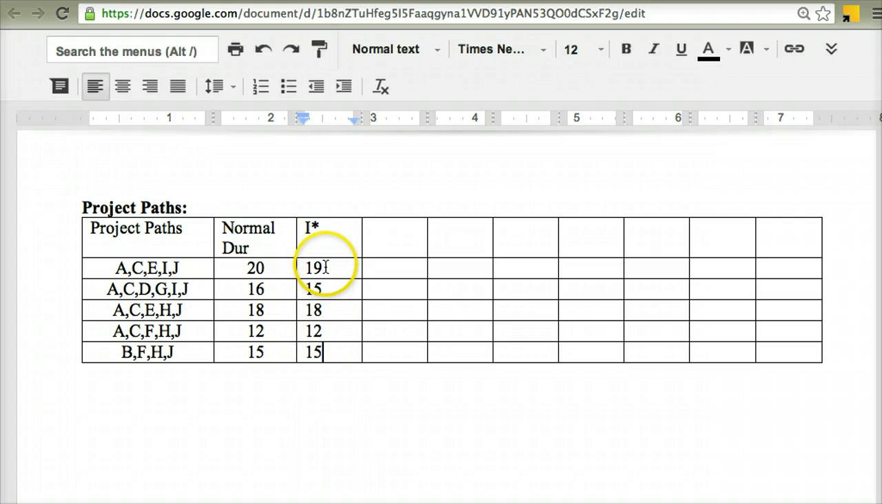At the moment, after I've crashed I by 1 day, this still remains the critical path, but the overall duration of that critical path is 19, and therefore, as we've seen, the overall project duration is 19.